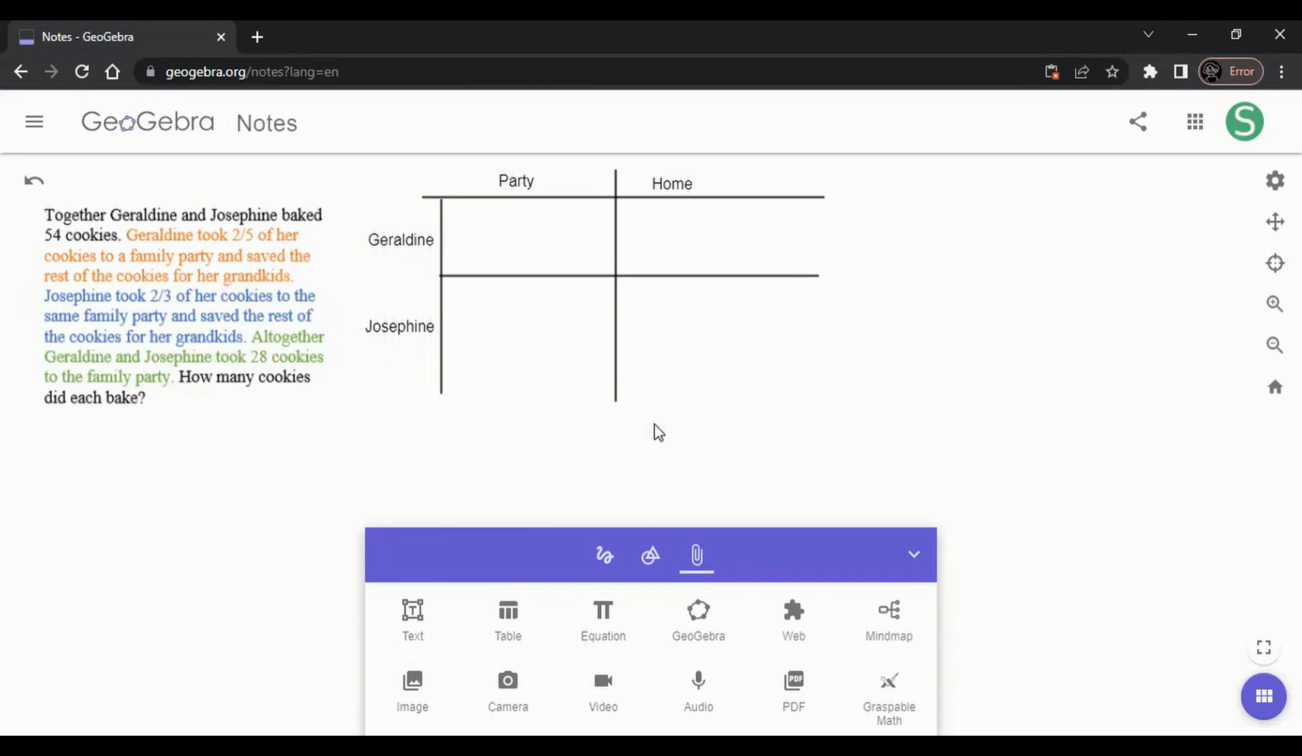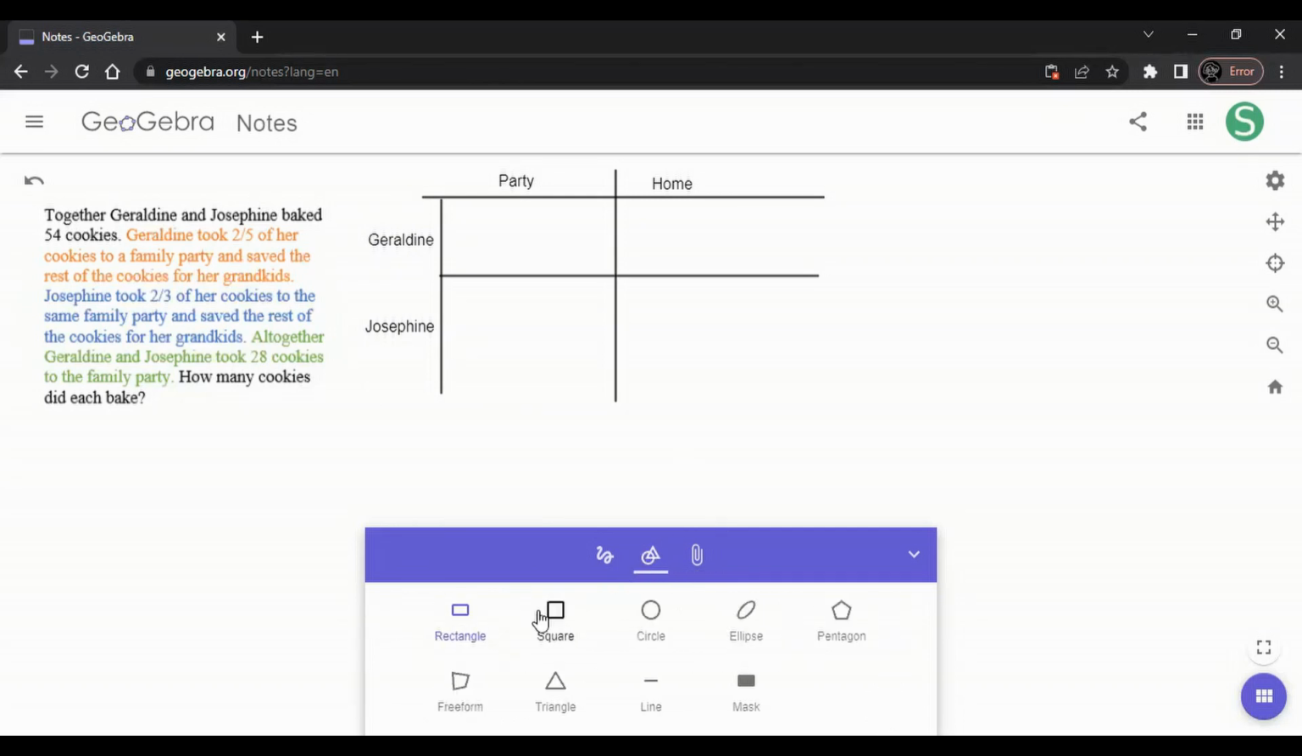To represent this sentence, we're going to be using an orange square, and each of these orange squares is going to represent 1/5 of Geraldine's amount of cookies. And since the orange sentence says Geraldine took 2/5 of her cookies, we're going to need all 5/5. Okay, we'll put 2 of her fifths at the party and save the rest, the 3, for the home section. There. Now we can move on to the blue sentence.